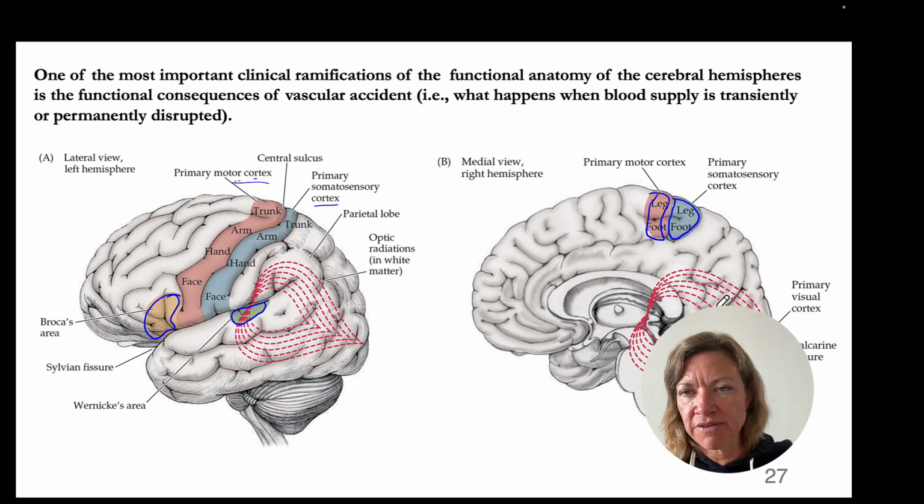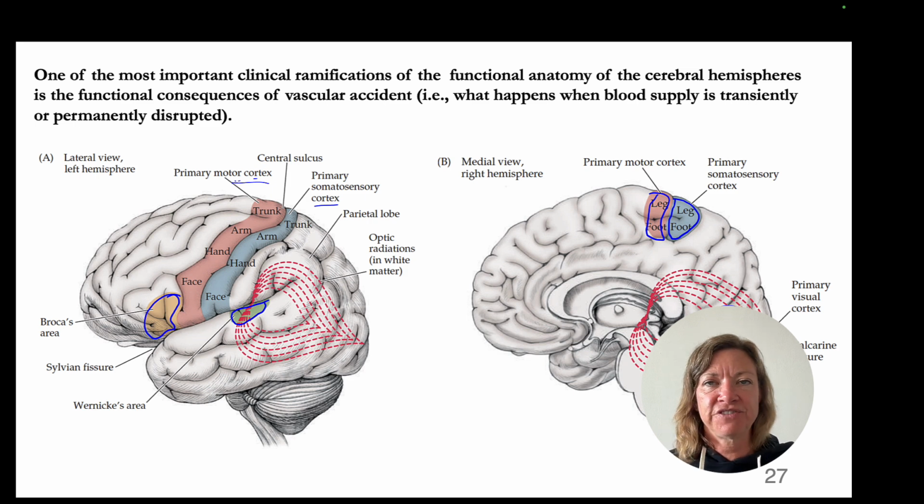We also have the primary visual cortex, which is here in the occipital lobe, straddling the calcarine sulcus, or calcarine fissure. And finally, we have the optic radiations, which are also included here because they travel fairly superficially beneath the cortex from the thalamus to the primary occipital cortex. So those are some of the major functional regions that we use to think about the clinical outcome of ischemia.